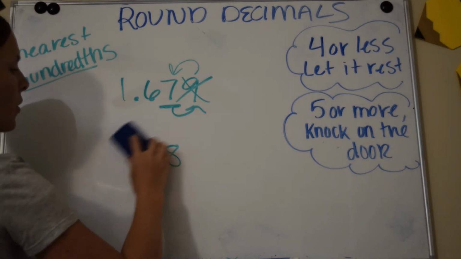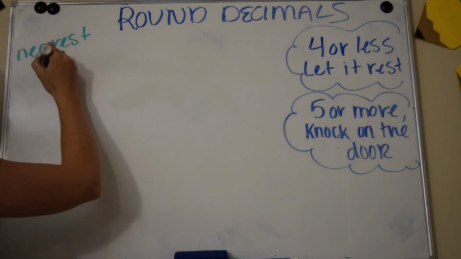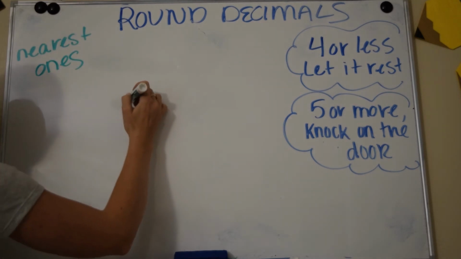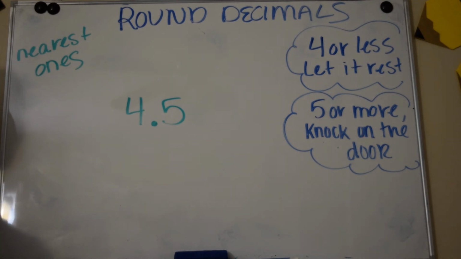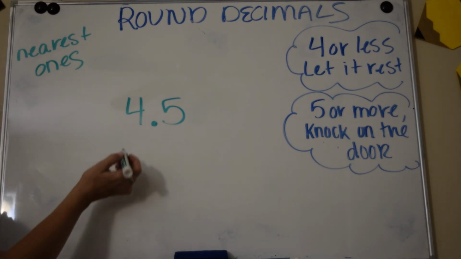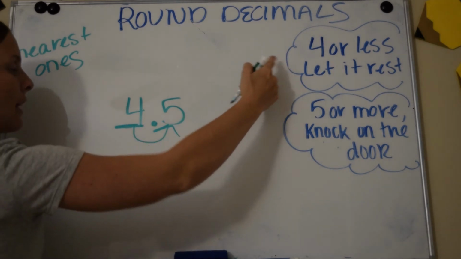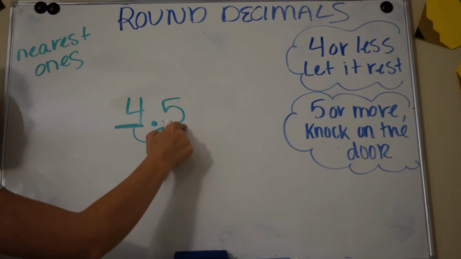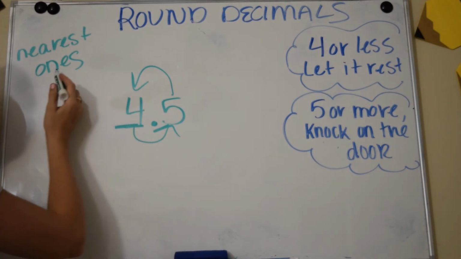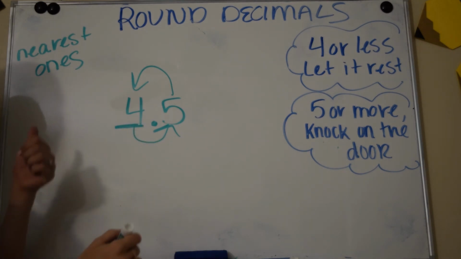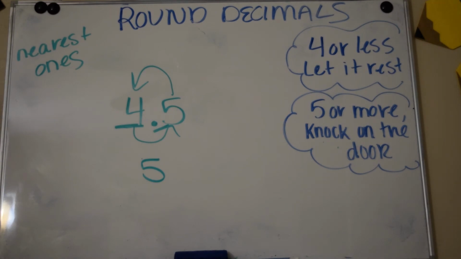All right, now let's go ahead and do one. What if I rounded to the nearest ones place? What if I had a 4 and 5 tenths? Okay, so what digit is sitting in the ones place? It's a 4. Look to the right. Is this 4 or less, or is it 5 or more? It's a 5, so it's 5 or more, which means I need to knock on the door, and the number sitting in the ones place goes up 1. So this 4.5 rounds to a 5.